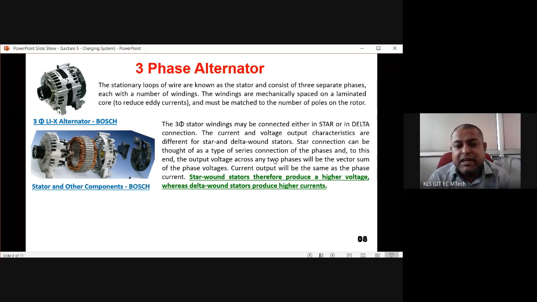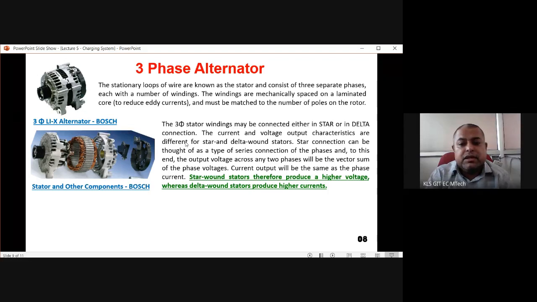So the three-phase stator winding may be connected either in star or delta. It is connected in delta if we require more current, because delta has line current equal to root 3 into phase current. But for star, line current and phase current are the same. The current and voltage output characteristics are different for star and delta. Star connection can be thought of as a kind of series connection, and delta as a kind of parallel connection.